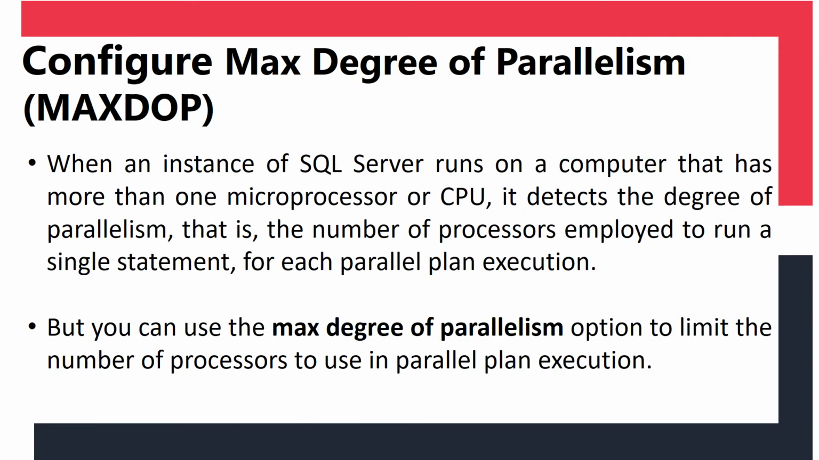Configure max degree of parallelism, MAXDOP. When an instance of SQL Server runs on a computer that has more than one microprocessor or CPU, it detects the degree of parallelism, that is, the number of processors employed to run a single statement, for each parallel plan execution. But you can use the max degree of parallelism option to limit the number of processors to use in parallel plan execution.